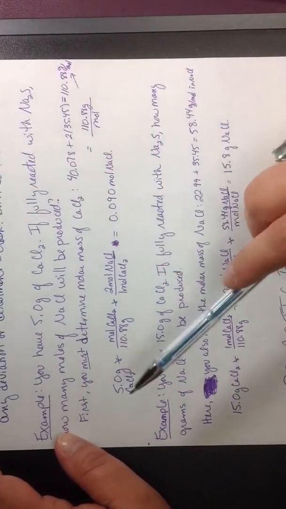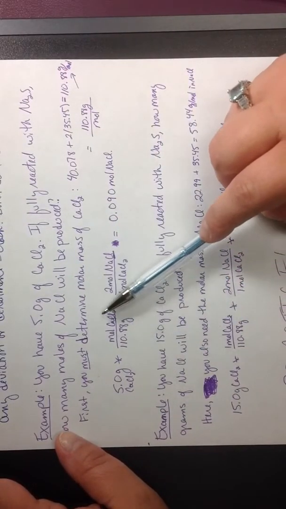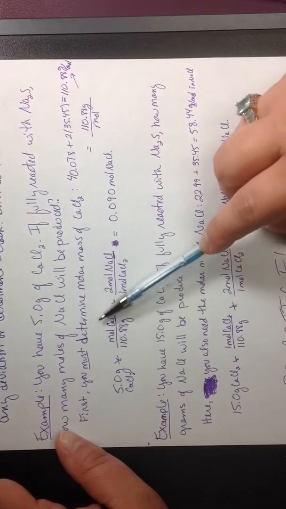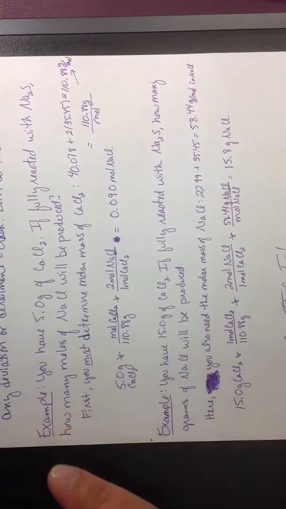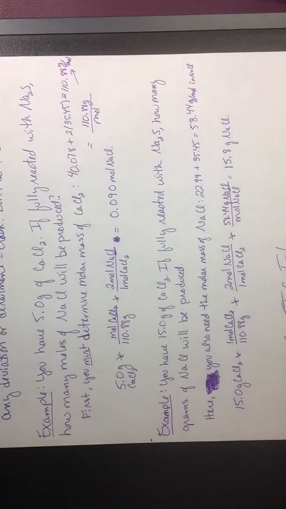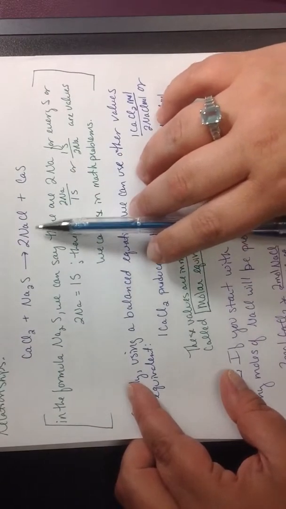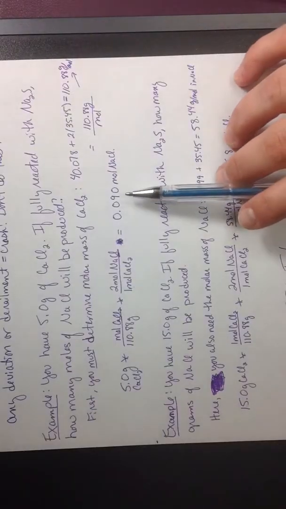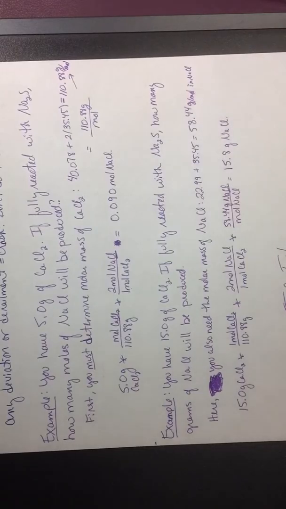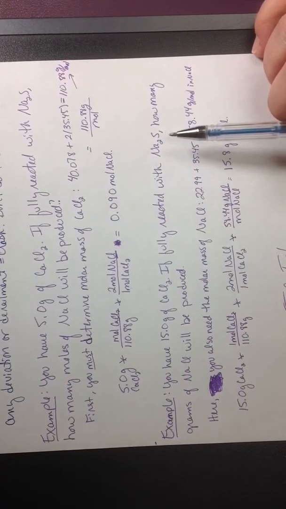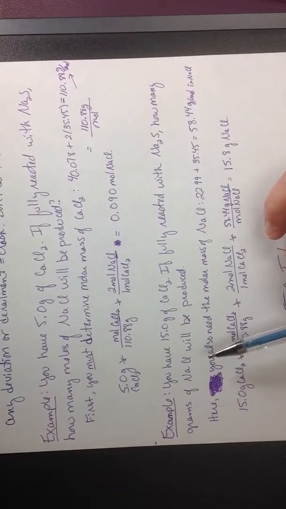So 5 grams of CaCl2. Do that molar conversion so you have moles of CaCl2, and then the relationship between these two we saw on the first page. So NaCl to CaCl2 is right here, and you figure out how many moles of NaCl you have. As another example, if you have 15 grams of CaCl2 and you fully react that with Na2S, how many grams of NaCl will you produce?